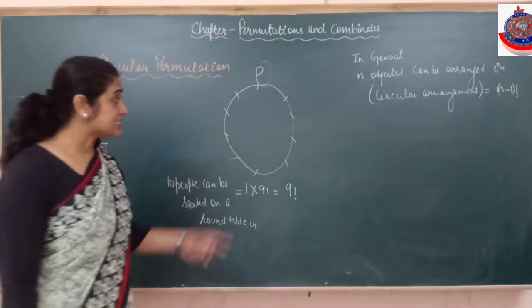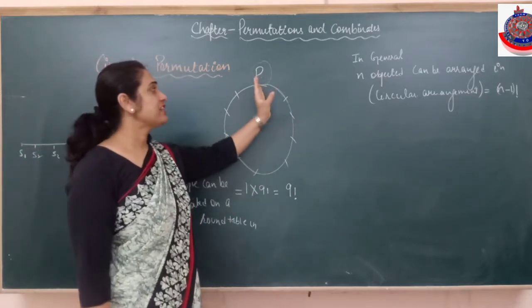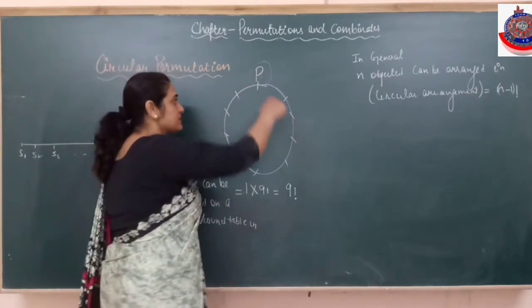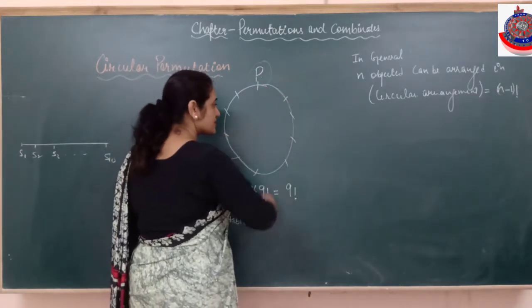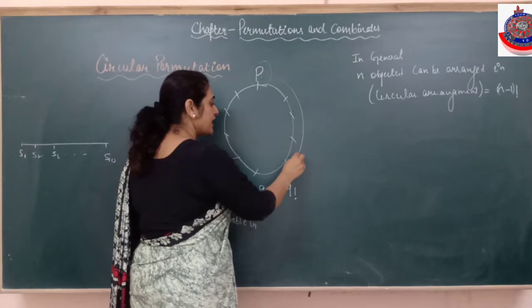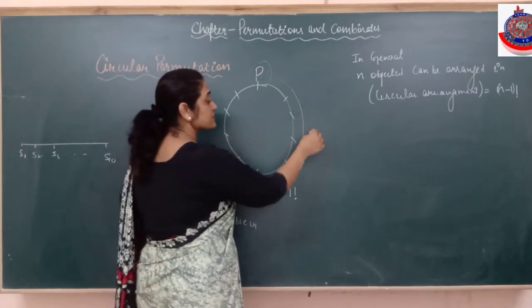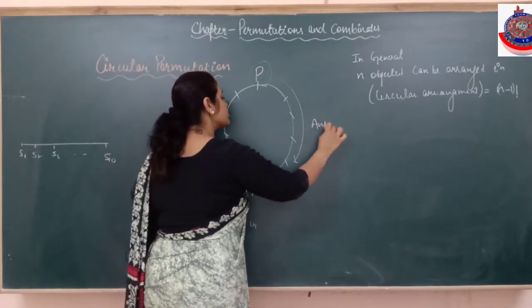Clear? As I was telling you here, what did I say? If the principal is sitting, and towards the right the vice principal and coordinators sit, this is the arrangement. If I talk about this way, this is my anti-clockwise arrangement.